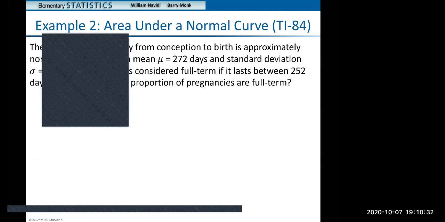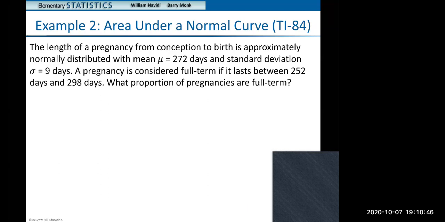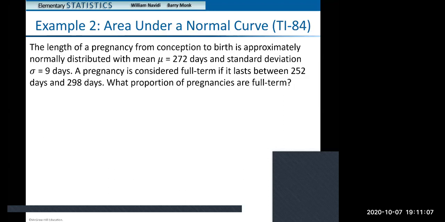Next example, who wants to read example number 2? Volunteer? I'll do it. The length of a pregnancy from conception to birth is approximately normally distributed with a mean of 272 days and standard deviation of 9 days. A pregnancy is considered full term if it lasts between 252 days and 298 days. What proportion of pregnancies are full term?